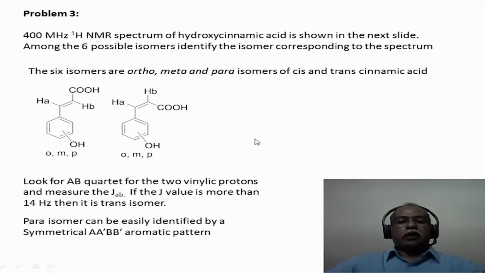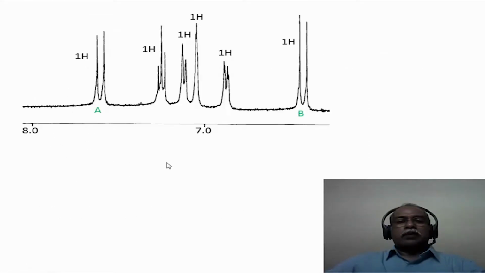So the problem amounts to identifying the stereochemistry to decide between cis and trans isomer, and identifying the aromatic pattern to decide whether it is ortho, meta or para of a particular isomer. So this is the proton NMR spectrum.